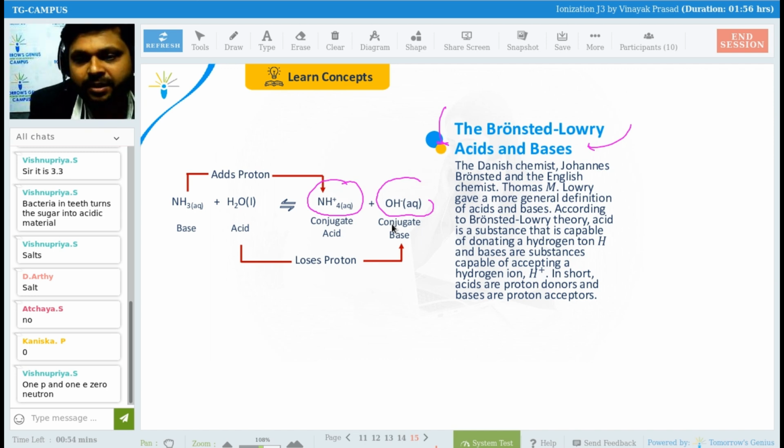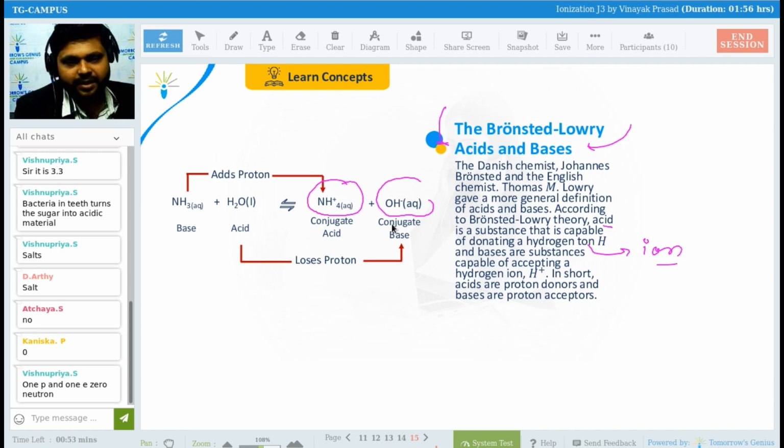According to the Bronsted-Lowry theory, an acid is a substance that is capable of donating a hydrogen ion, right? It is an ion only. Is it okay? Acid is a substance that is capable of donating a hydrogen ion. Is there any problem? No. And bases are substances that are capable of accepting hydrogen ions, that is H plus ion.